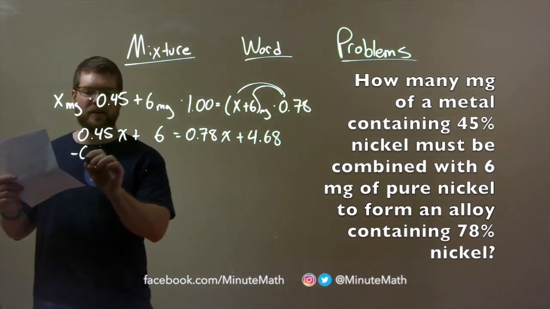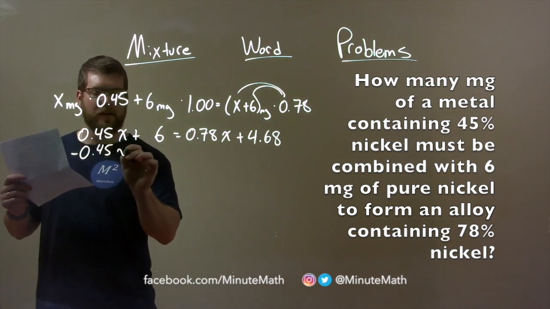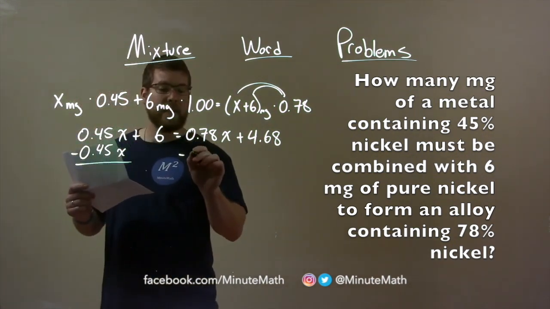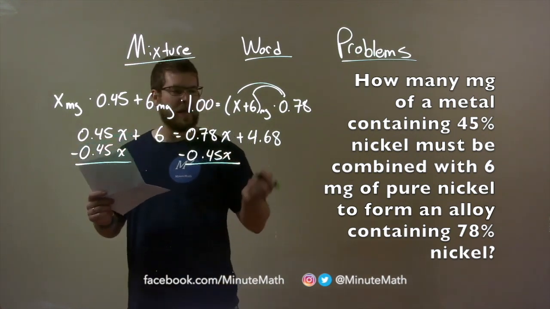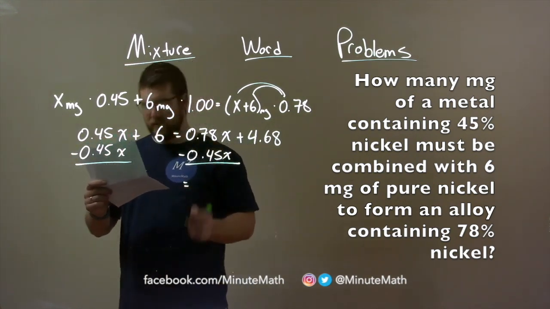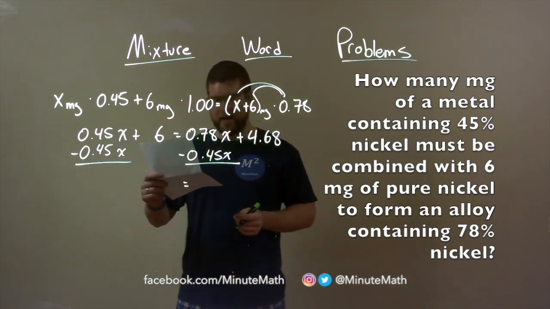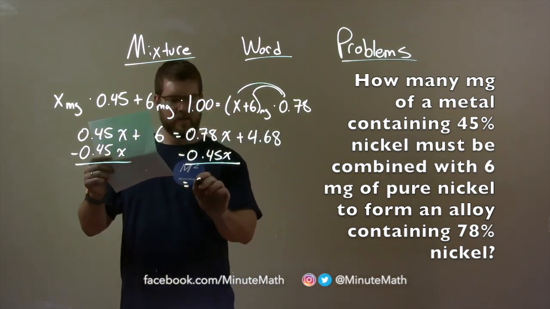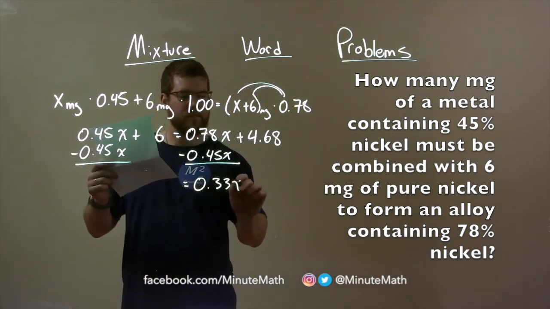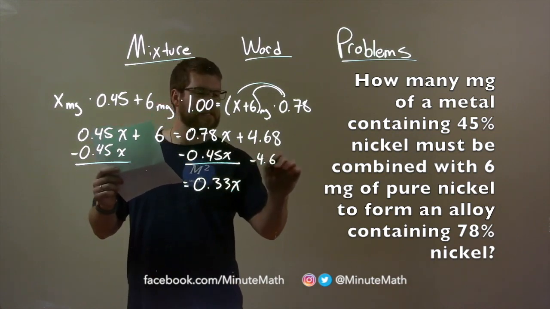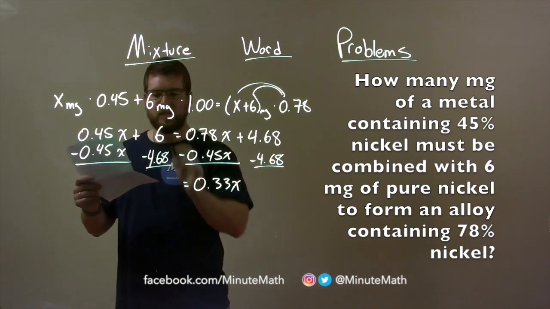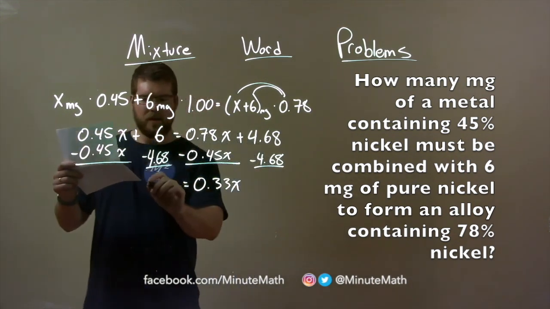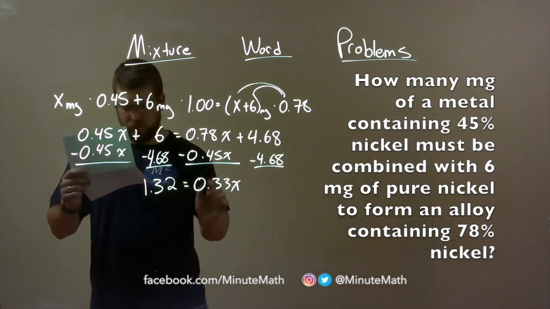I'm going to subtract 0.45X from both sides. Let's get our like terms together. 0.78 minus 0.45 is 0.33X. I'm going to subtract 4.68 from both sides, and 6 minus 4.68 is 1.32.